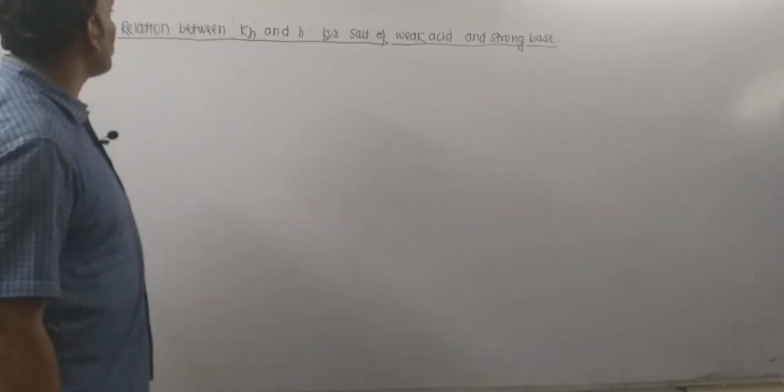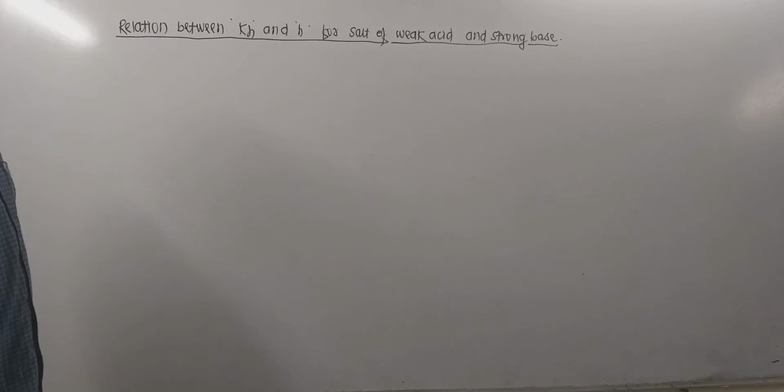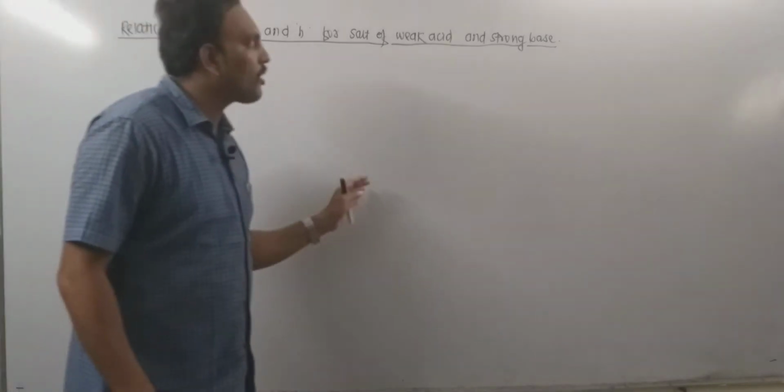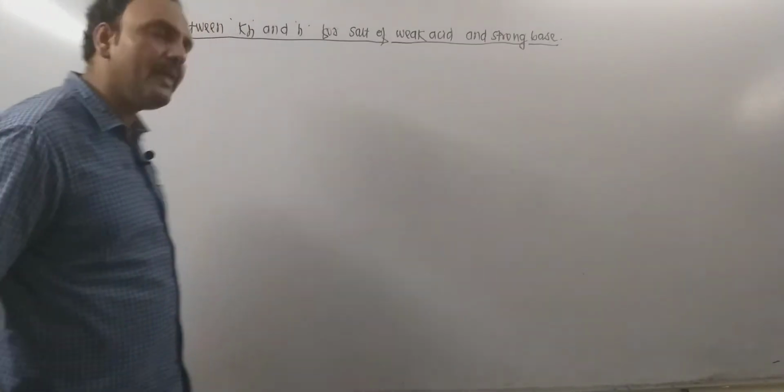Good evening to all. Today we are going to discuss the relation between Kh, that is the hydrolysis constant, and h, that is the degree of hydrolysis, for a salt of a weak acid and a strong base.